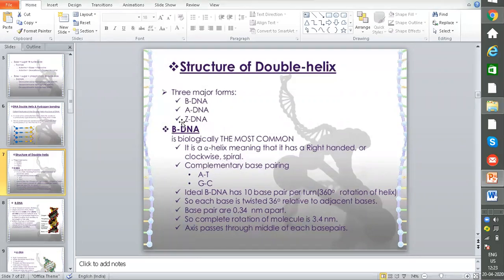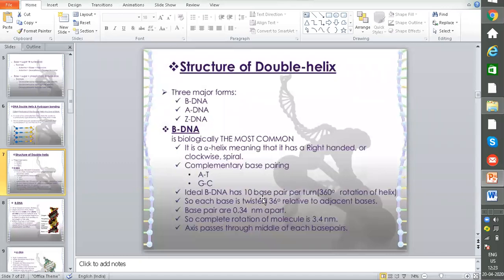And all these DNAs have four important bases, A, T, G and C. So adenine is paired with thymine, and guanine is paired with cytosine. But in RNA, in the place of thymine, uracil is present.